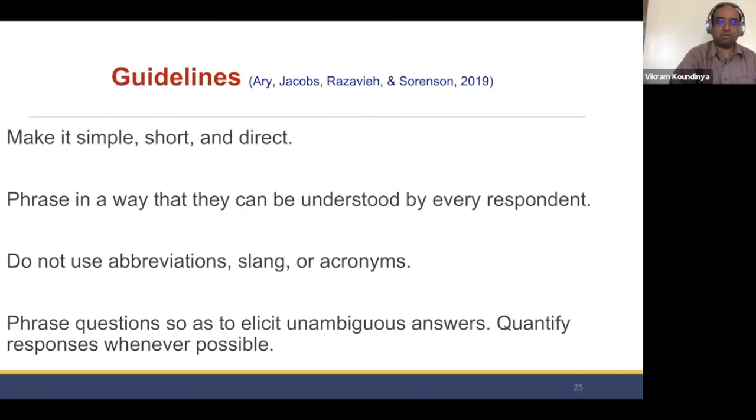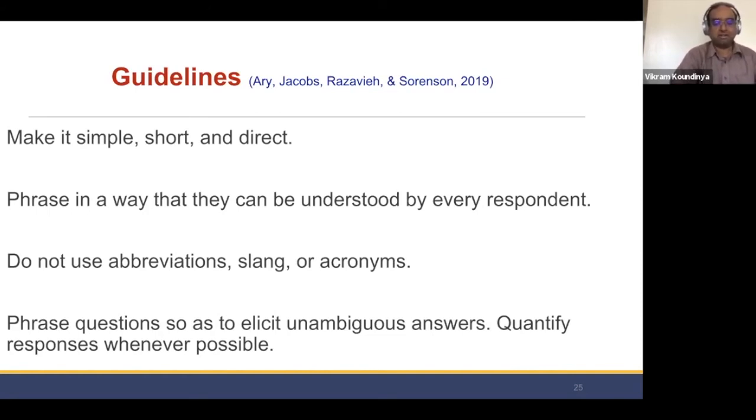The next guideline is to not use abbreviations, slang, or acronyms. Some words like IPM or USDA may appear very common sense to us, but it is better to avoid any kind of abbreviations. If you have to use one multiple times in the survey, at least the very first time you mention it, give the full form and then the abbreviation in parentheses, so that people who may not know it understand what it means.